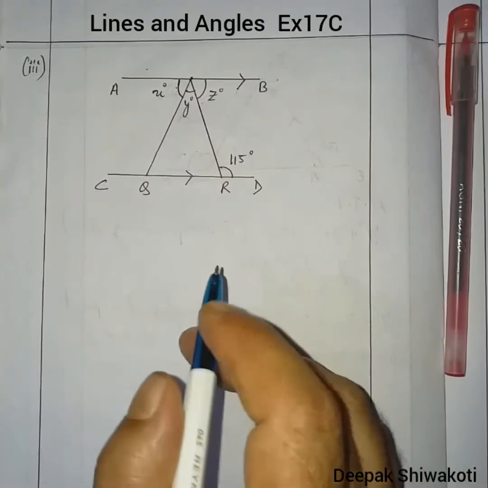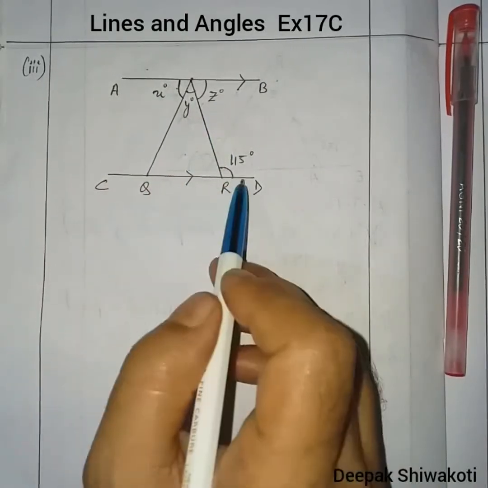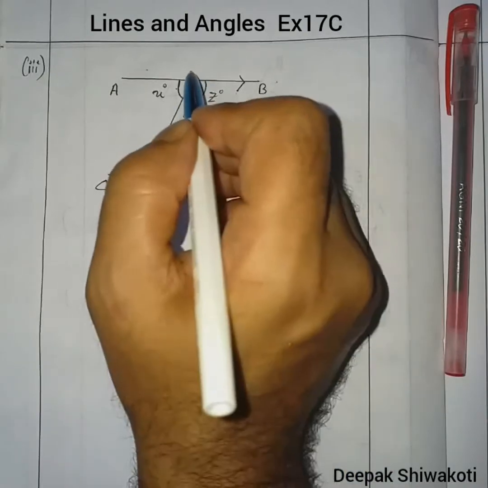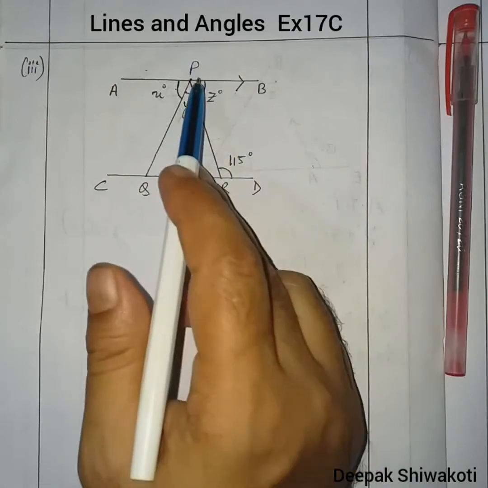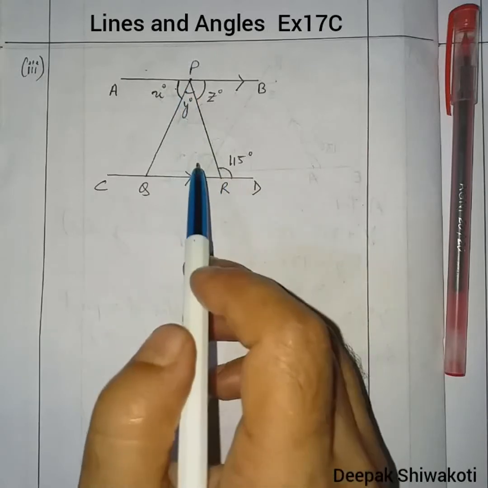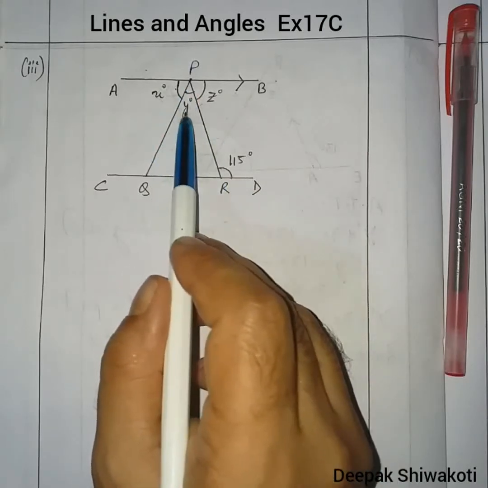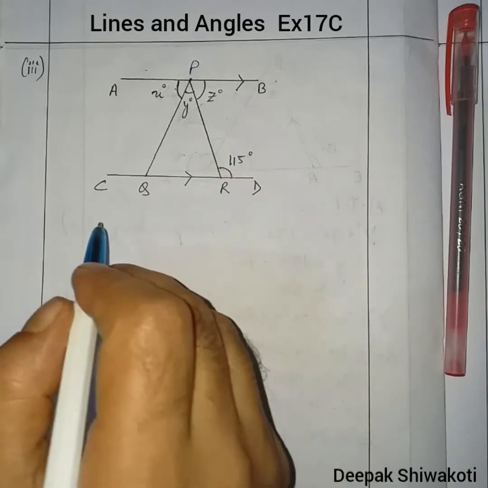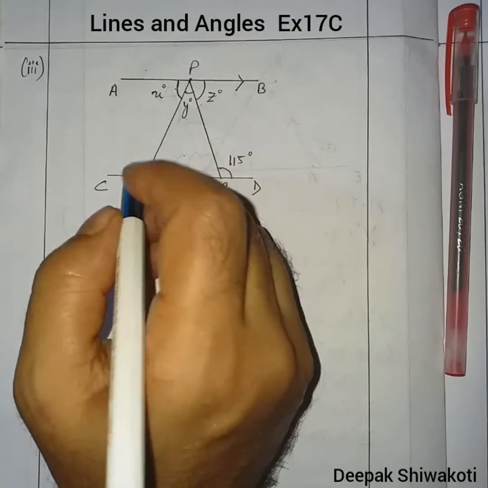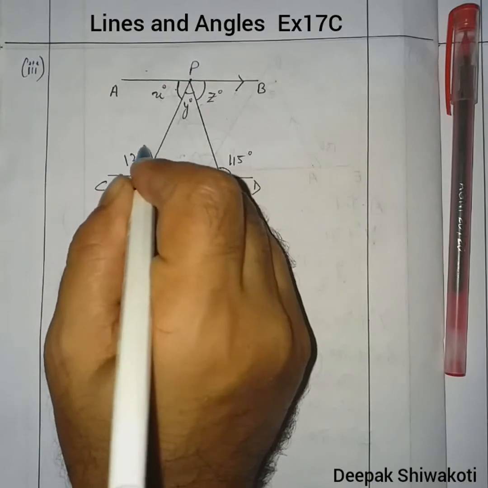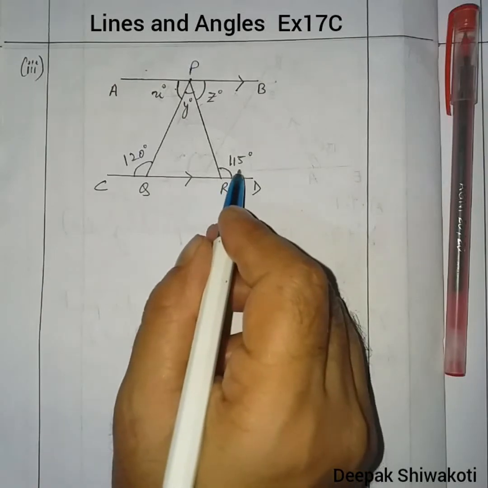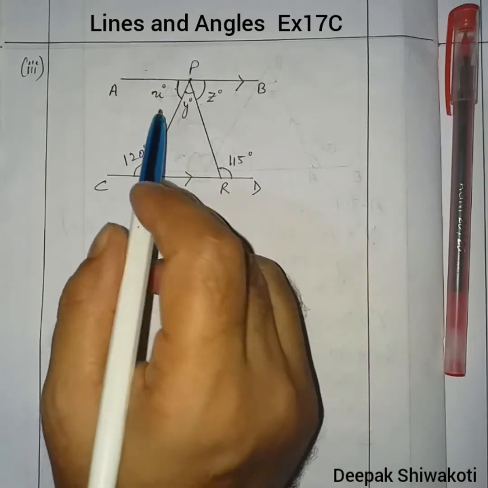Question number 3. AB and CD, these two lines are parallel to each other, and this is P. QP is one transversal and PR is another transversal. We have to find the value of X, Y, Z. According to the figure, here is 120 degrees, and here 115 degrees. So we have to find X, Y, Z.